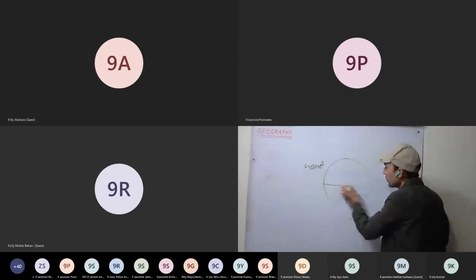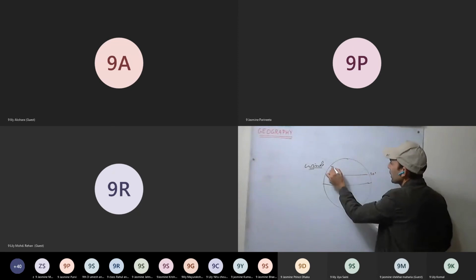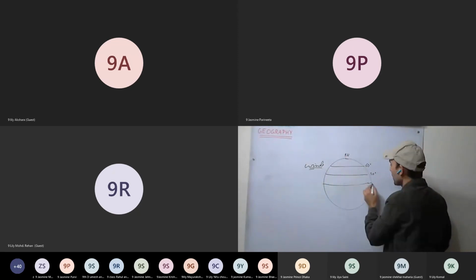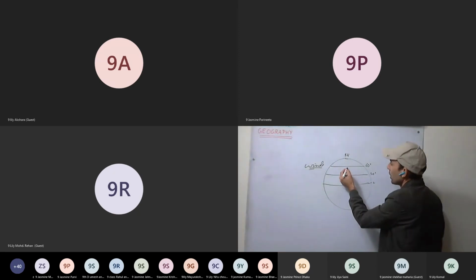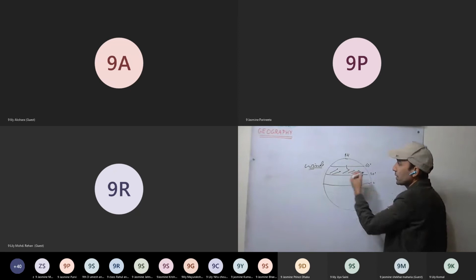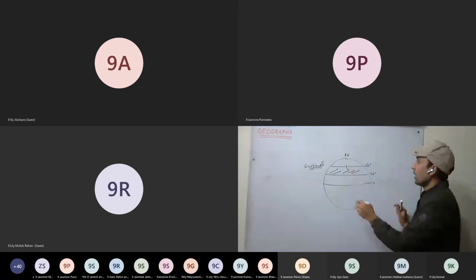So for example, on the earth we have here around 30 degrees a high pressure belt. Here we have 60 degrees, a low pressure belt. We have the high pressure polar high. Here we have the low pressure. Now see here, most of Europe lies in the temperate region. Now the winds in this belt are flowing like this. These are called the westerlies.